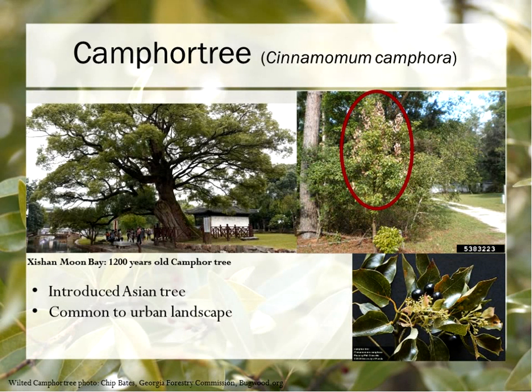Camphor tree. So in Asia, camphor trees can get gigantic, and they're beautiful trees. It's an introduced tree, and it is common, at least in Florida, to the urban landscape. And what you're going to see with camphor is it's not going to cause the wilt that you're going to see in redbay. It's more of a branch dieback, where you're just going to get individual branches dying. And this is also the fruit you could see.